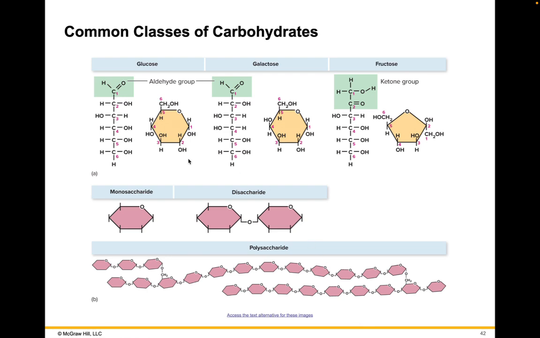So these could be glucose, galactose, fructose. This could be lactose, sucrose, or maltose. This could be a picture of glycogen, starch, things like that.